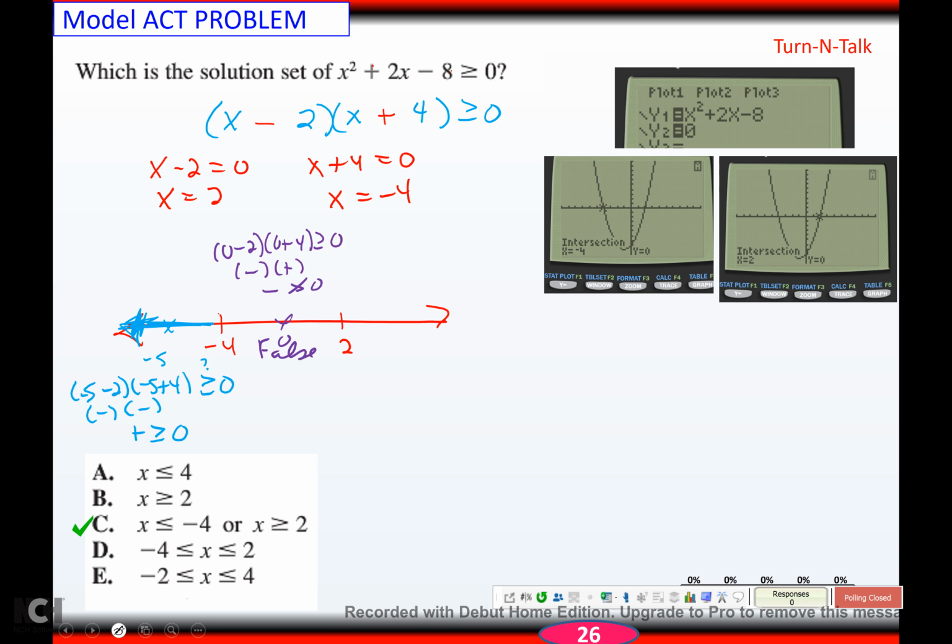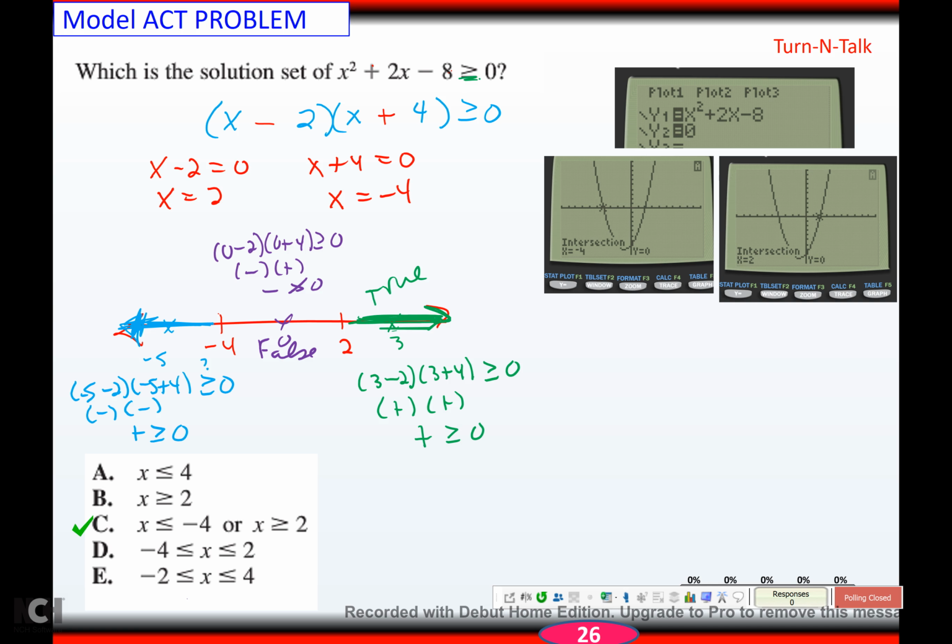And check the upper. Plug in something like 3. So 3 minus 2, 3 plus 4. See if that's greater than 0. Well, that's going to be a positive, and that's going to be a positive. A positive times a positive is a positive, which is always greater than 0. So this section is true, which means I can color there.